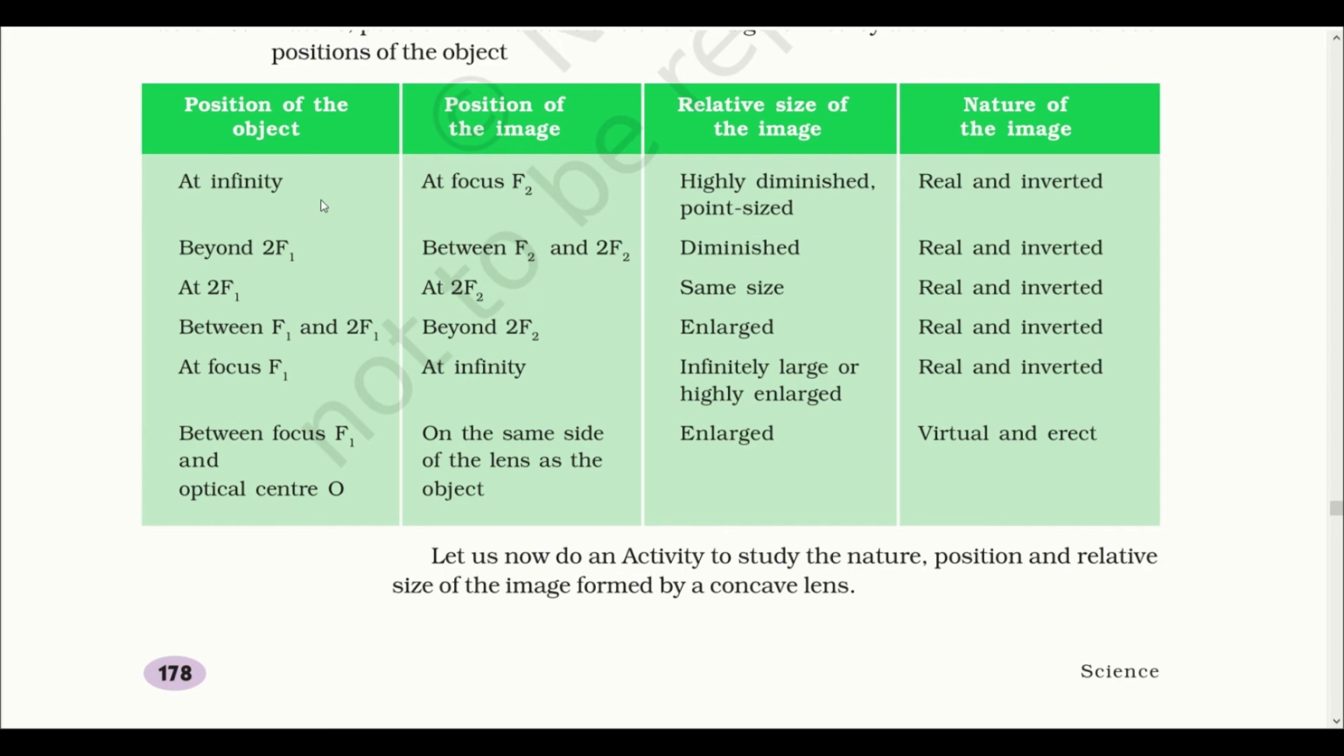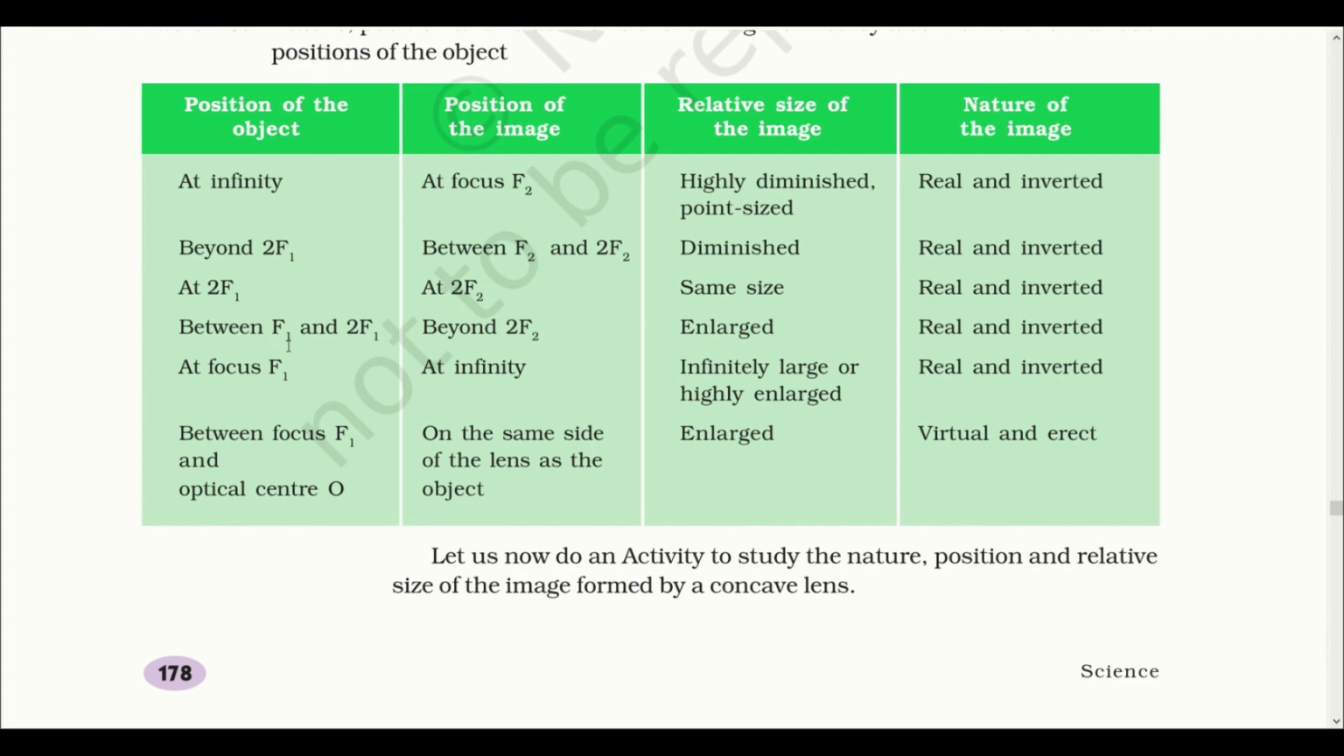Position of the object is at infinity. Position of the image will be at focus f2. It will be highly diminished, point size, real and inverted. If the object is at 2f1 or beyond 2f1, the position of the image will be between f2 and 2f2. Relative size of the image will be diminished. It will be real and inverted. At 2f1, the object, the image will be formed at 2f2. It will be of the same size. It will be real and inverted.